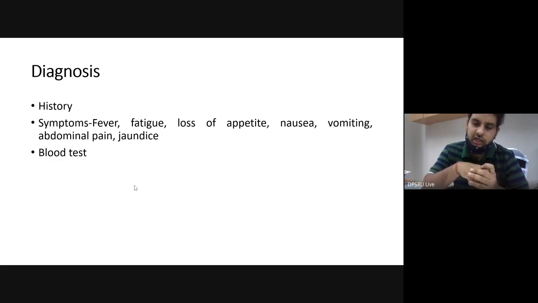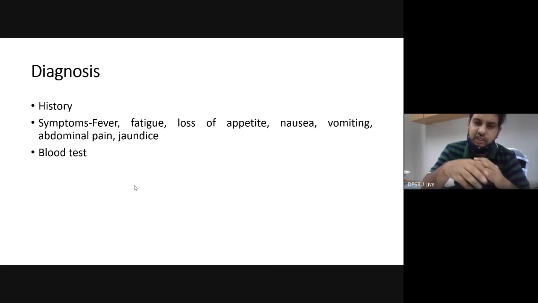So if the patient is complaining that yesterday he or she took something from outside, or drank some water from outside, and after that they are getting these symptoms, in that case you can easily sense this is a case of hepatitis A or E. And if the person is saying his or her mother has hepatitis, and he also tested positive for hepatitis, obviously you will get a sense it's hepatitis B. So history will help us to differentiate, and of course the symptoms are there.